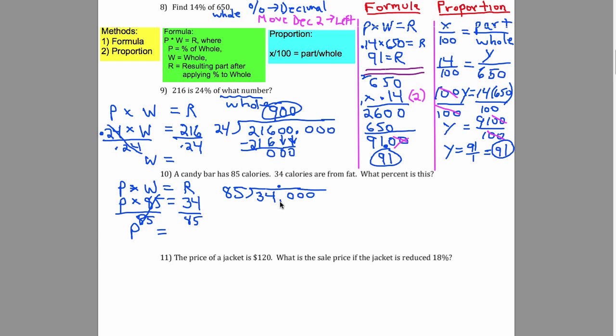85 into 34, there are none, so let's try 85 into 340. Now 85 is somewhat close to 100. We know there are 3 100s in 340, so certainly there are at least 3 85s in 340. Now if I were to put a 3 here, then when I started to multiply, I would get 3 times 5, which is 15. So the last digit would be 5.